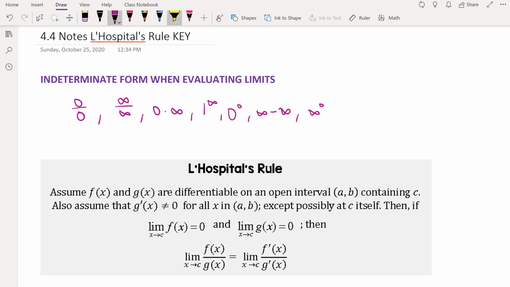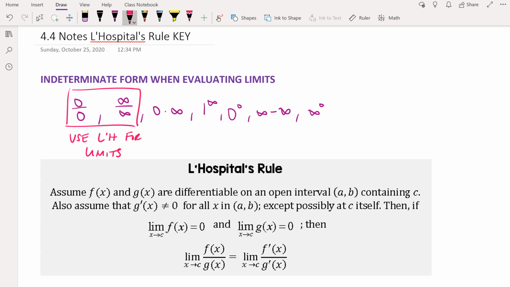We are going to focus on 2 versions of these. So I want you to make sure you box 2 versions: 0 over 0 and infinity over infinity. And I want you to make a note that you are going to use L'Hopital's, use LH, for limits that equal these things. All right? So make a note to yourself. If you get 0 over 0 or infinity over infinity, that's when you want to use L'Hopital's rule.